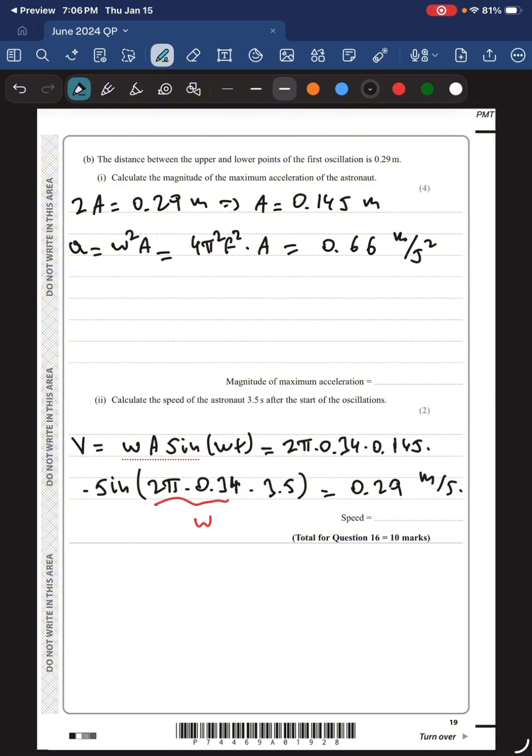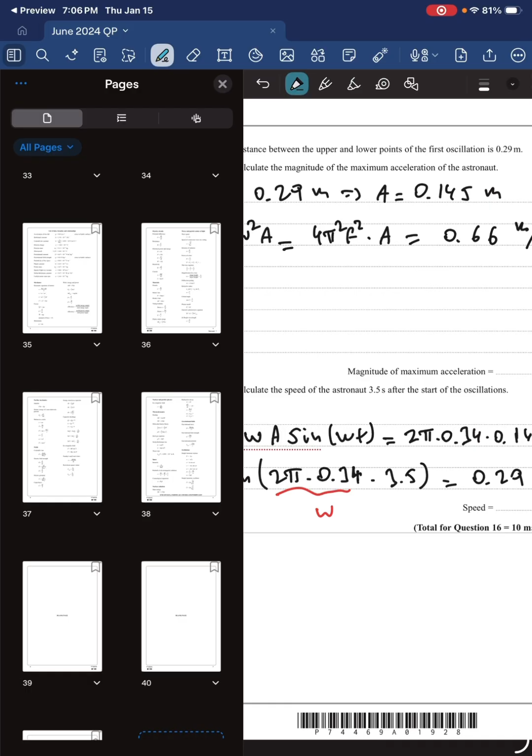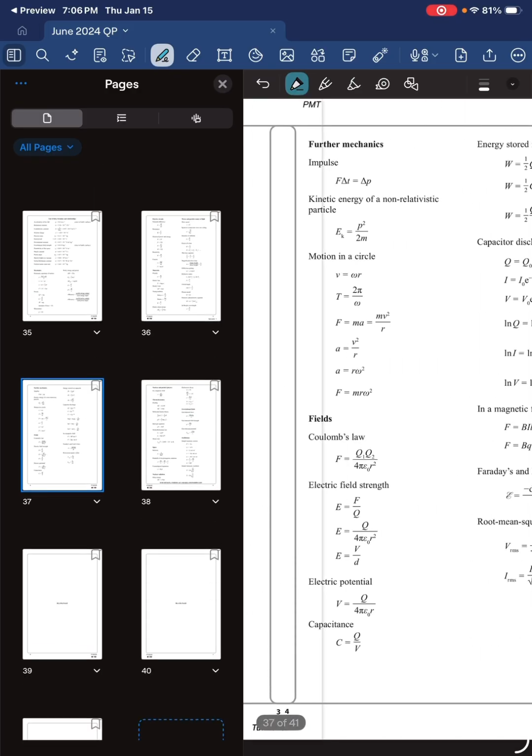Okay, and by the way, the equations can be found in the back of the paper, as usual. Okay, so let's see. Are they here? No. Here.